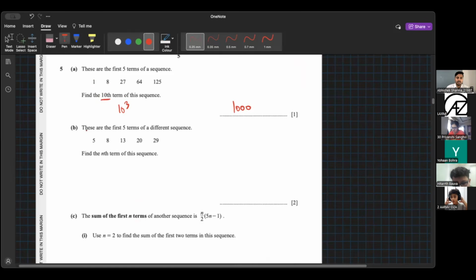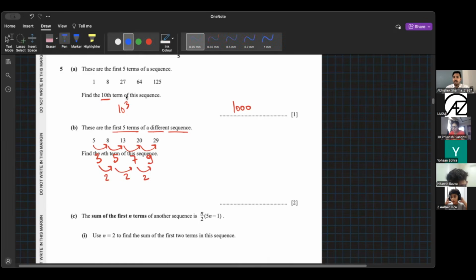Now next, these are the first 5 terms of a different sequence. 5 to 8, the difference is 3. 8 to 13, the difference is 5. 13 to 20, the difference is 7. 20 to 29, the difference is 9. So the difference is not common. We'll check the other difference. So other difference is 2, 2, and 2.